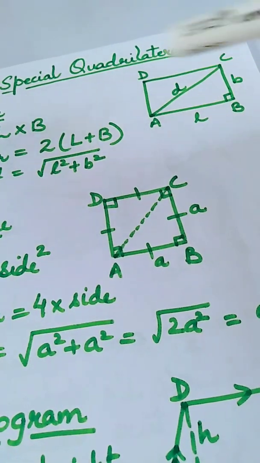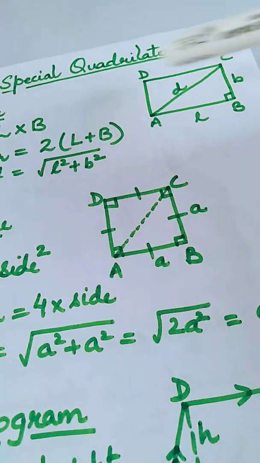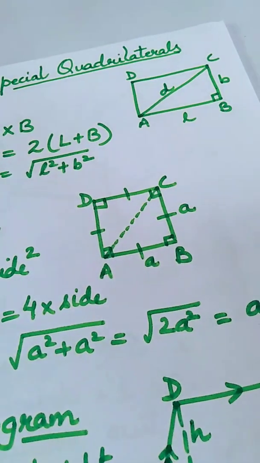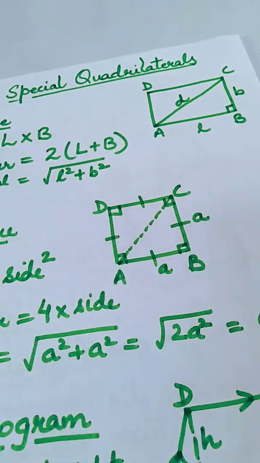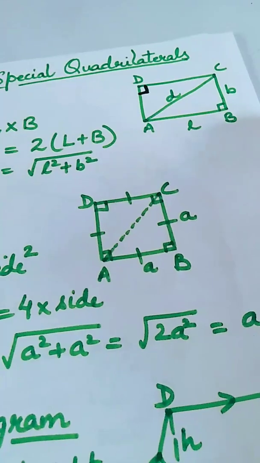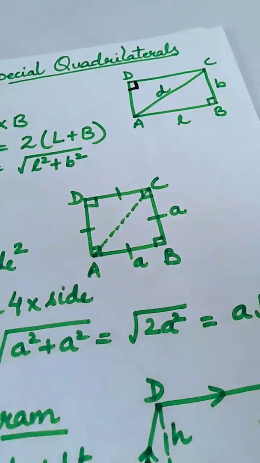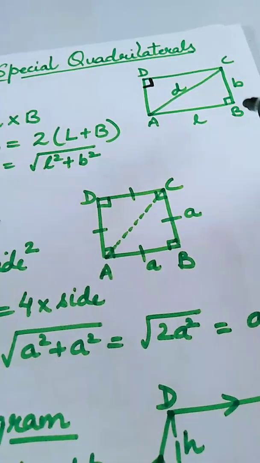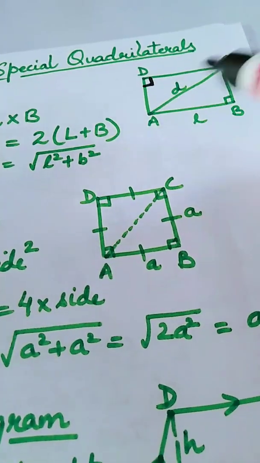This is equal to this, and AB is equal to DC and BC is equal to AD. Clear? And what else have we studied? That each interior angle of a quadrilateral, of a rectangle, is 90 degrees. Each interior angle here is 90 degrees. This AB is called the length, BC is the breadth, and AC is called the diagonal.